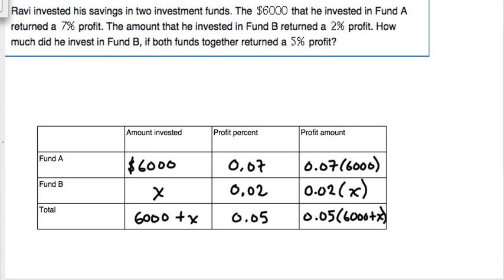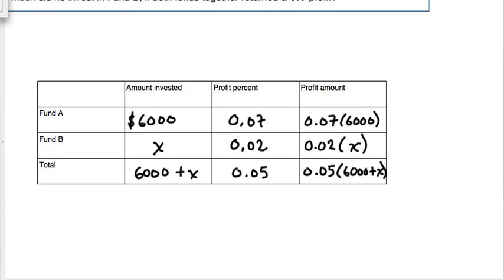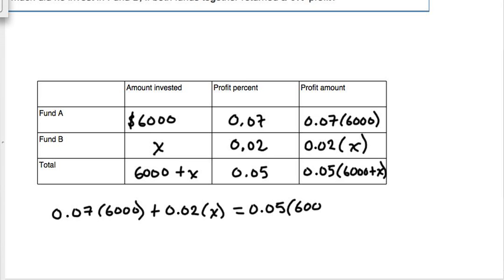6,000 plus X. In order to solve this equation, we are going to add up these first two rows and equate it to the row on the bottom. So this is what we're going to write: 0.07 times 6,000 plus 0.02 times X equals the total, which is 0.05 times 6,000 plus X.